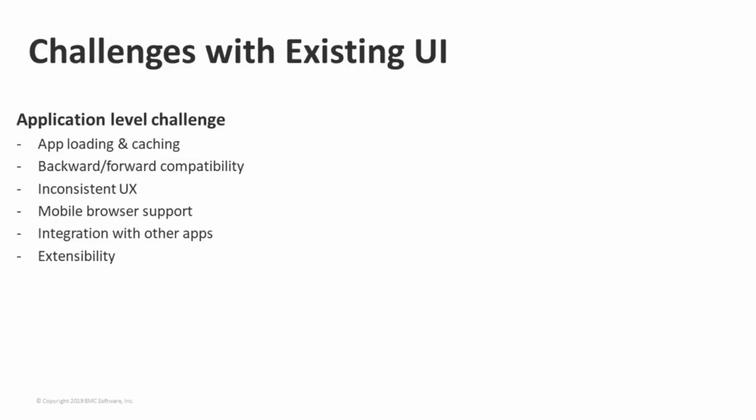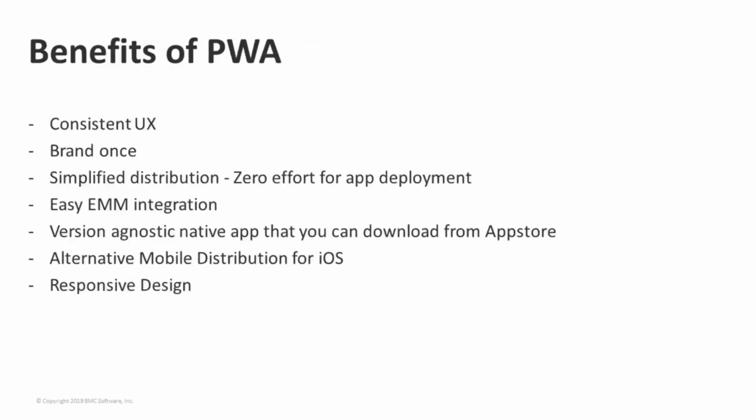So we talked about the mobile challenge, the branding challenge, and the application level challenges. Let's jump into the next: how are we solving all these challenges? We looked at various options and decided to go with a progressive web app because it gives us a lot of benefits. Some of them I try to list here.